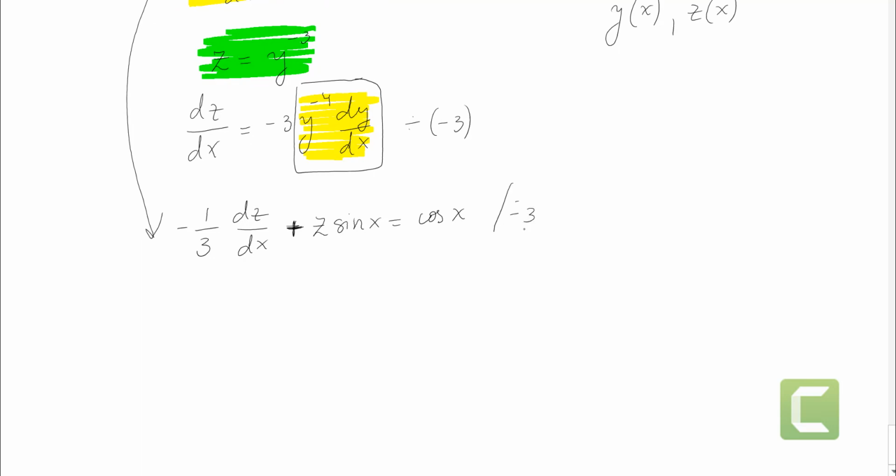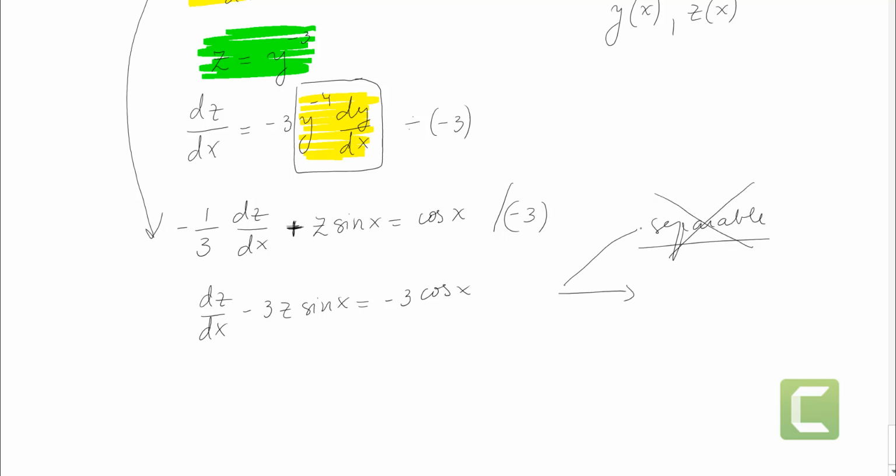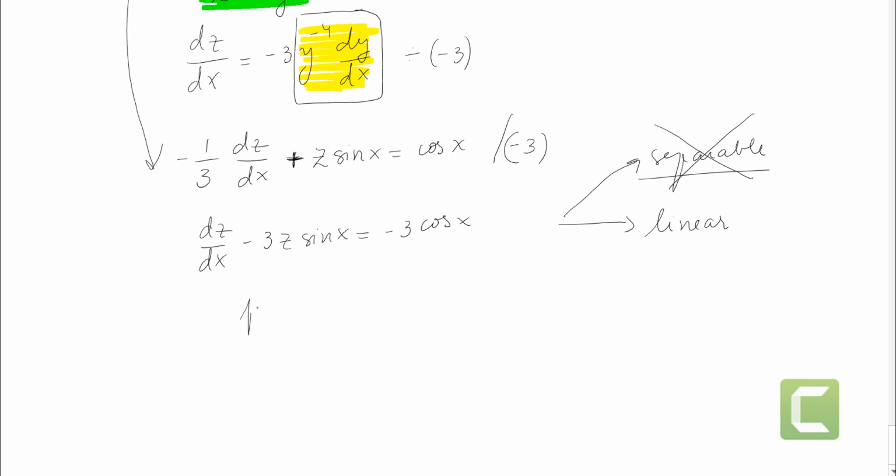So I'm going to multiply by negative 3 first. So dz/dx minus 3z sine of x equals negative 3 cosine of x. So we have to think, is this equation separable? Well, if you try, I bet it is not. Is this equation linear? Well, it looks like it would be linear, where p of x equals negative 3 sine of x. It has the form of a linear one.